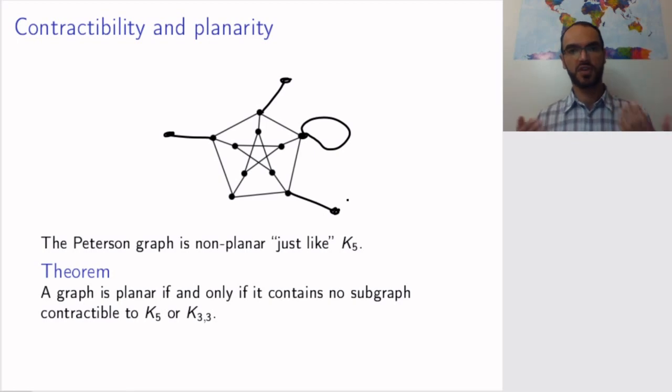So now we have these 2 geometric notions, contractibility and homeomorphism, and the conclusions are strikingly similar. Whichever notion you prefer to use, look at a graph and look for subgraphs that are similar, either in terms of homeomorphic or in terms of contractible, to K5 or K3,3. So if you find any, then the graph is non-planar. And if you don't find any, then the graph is planar.